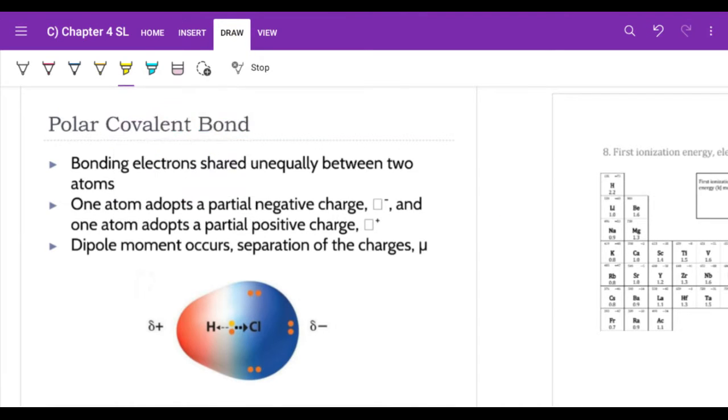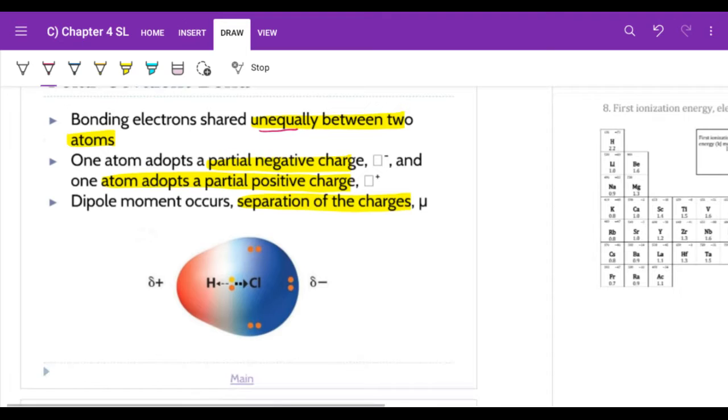In a polar covalent bond, electrons are shared unequally between two atoms. One atom adopts a partial negative charge and the other atom adopts a partial positive charge. And dipole moment occurs due to the separation of the charge. I will explain one by one. What is meant by sharing unequally between two atoms?